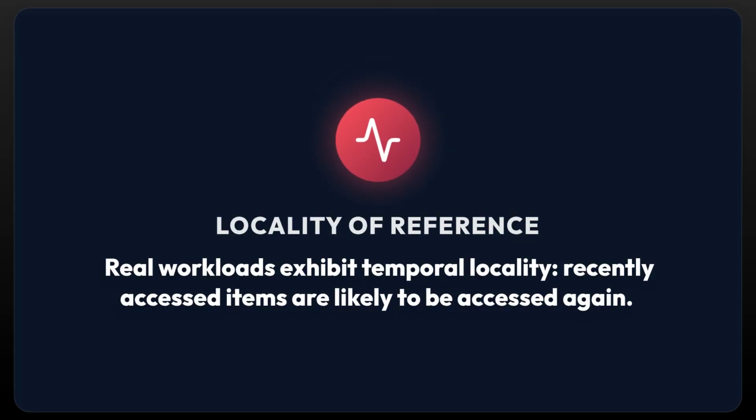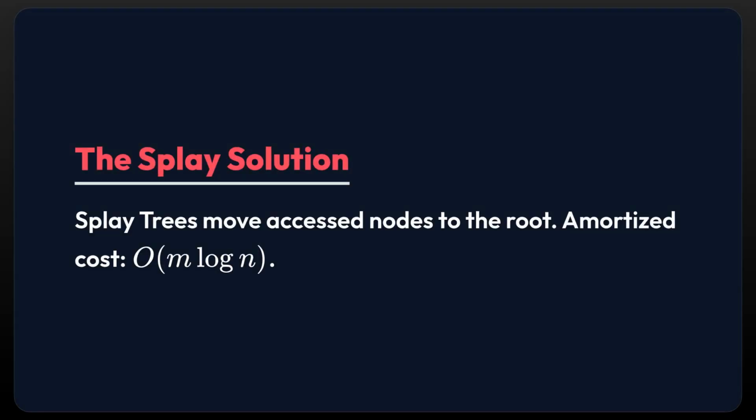Real-world systems, from virtual memory to web caches, exhibit locality of reference. Specifically, temporal locality means that if you access an item now, you are very likely to access it again soon. Static trees are blind to this pattern. Enter the splay tree. It discards explicit balance metadata, like colors or height counters. Instead, it uses a simple heuristic. Whenever a node is accessed, it is moved to the root. This guarantees that frequently accessed elements naturally stay at the top, offering an amortized cost of O(m log n) over a sequence of m operations.